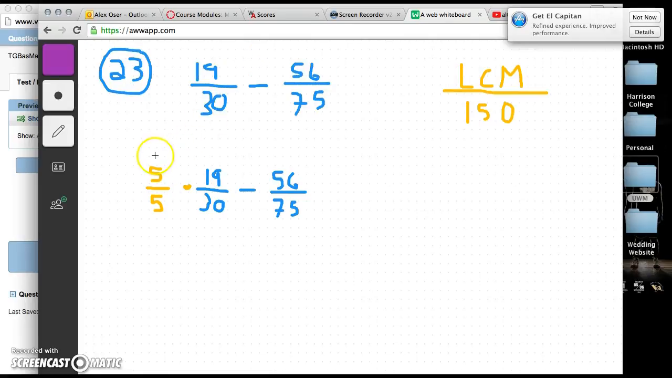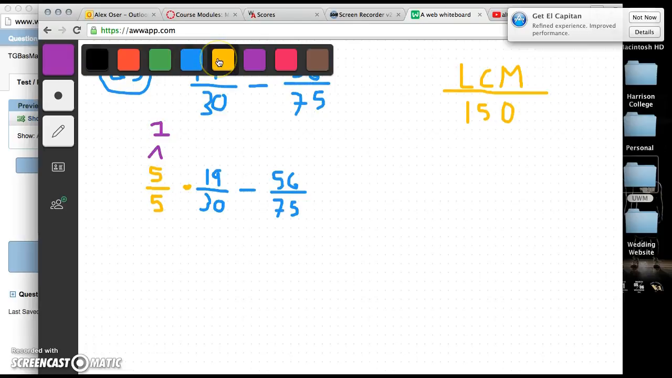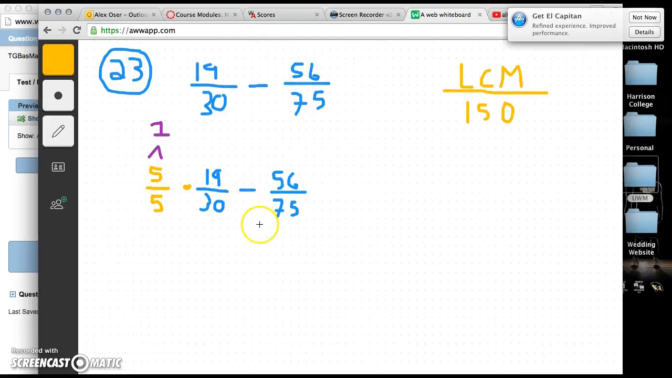Why is this a legal move? Why are we allowed to do that? Well, what is that equal to? That's just 1, right? 5 over 5 is just 1. All right, and if you multiply anything by 1, are you changing its value? No, anything times 1 is just itself. So that's why this is a legal move. That's why we're allowed to do this, because you're just multiplying by 1, which does not change the value of the fraction.